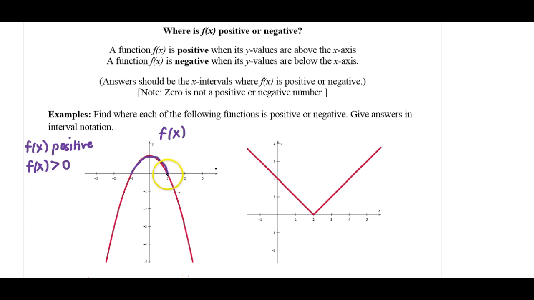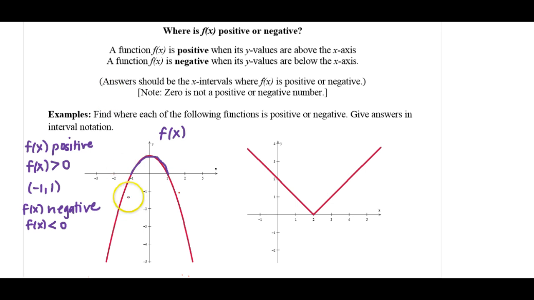Now I want to give my answer from the x-axis. So from -1 to 1, that is the x interval where my y values are above the x-axis. Because I want to be strictly above the x-axis, not equal to the x-axis, I have to use open parentheses. Now if I want to find where f of x is negative, that's like asking, where is f of x less than 0?